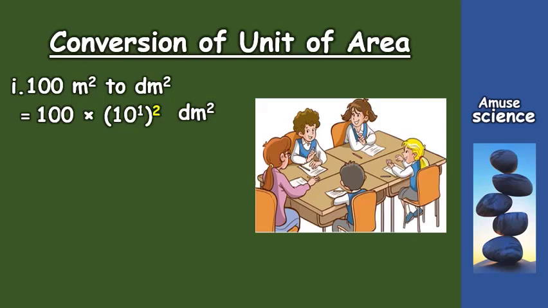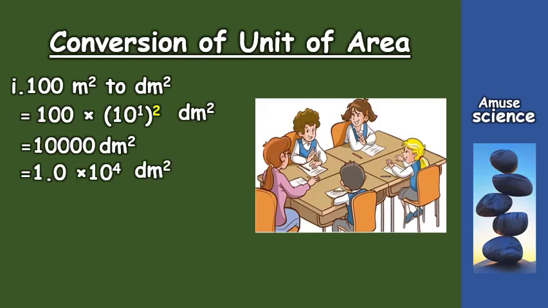So applying indices, we are going to get our answer to be 10,000 decimeter squared. Let us convert this one into standard form. We are going to get 1.0 times 10 exponent 4 in decimeter squared.